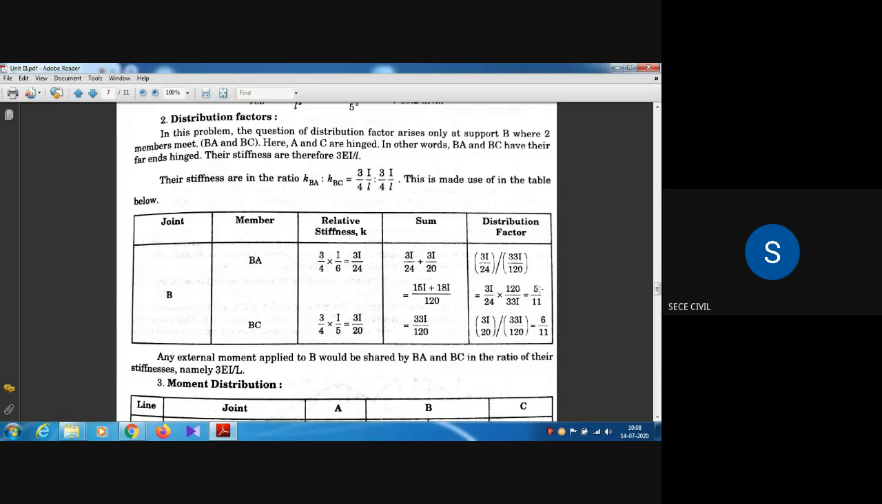If we add these two distribution factors we will get 1. If we get 1, then the calculations are all correct. So 5 divided by 11 plus 6 divided by 11. So what is the value?